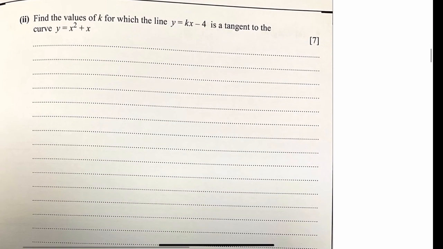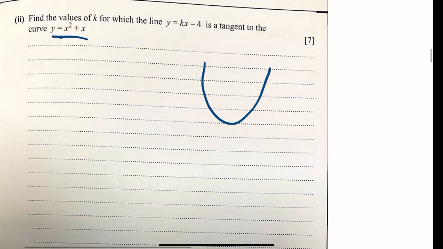Okay, part 2 says find the values of k for which the line y is equal to kx minus 4 is a tangent to the curve. Okay, so we're just going to say, first of all, this is a discriminant question. So you've got 3 options when you've got a curve. If I say I had this U-shaped curve here, then I have a line. First thing, it could cut it twice.